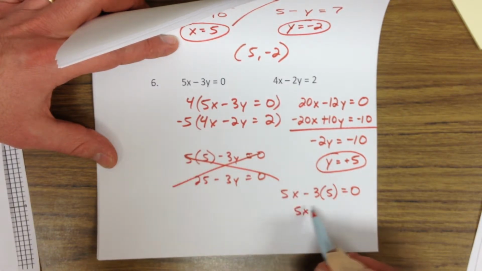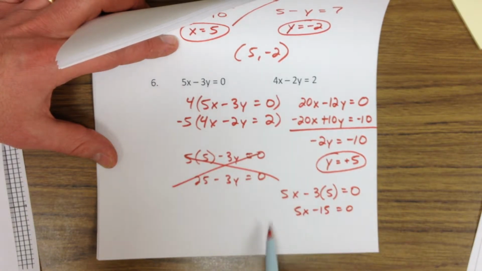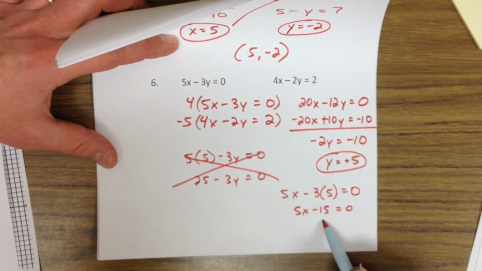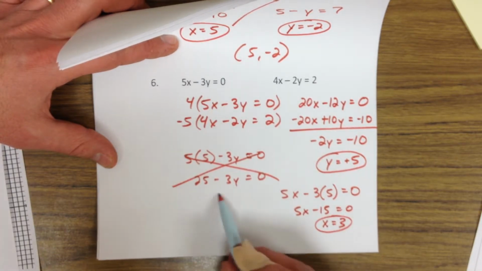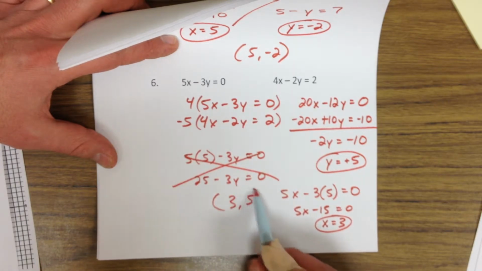So 5x minus 15 equals 0. And if you think about it, I don't even have to add 15 to both sides. 15 minus 15 makes 0. So x must be 3 to make that term 15. Think about it. So my answer is 3, 5.